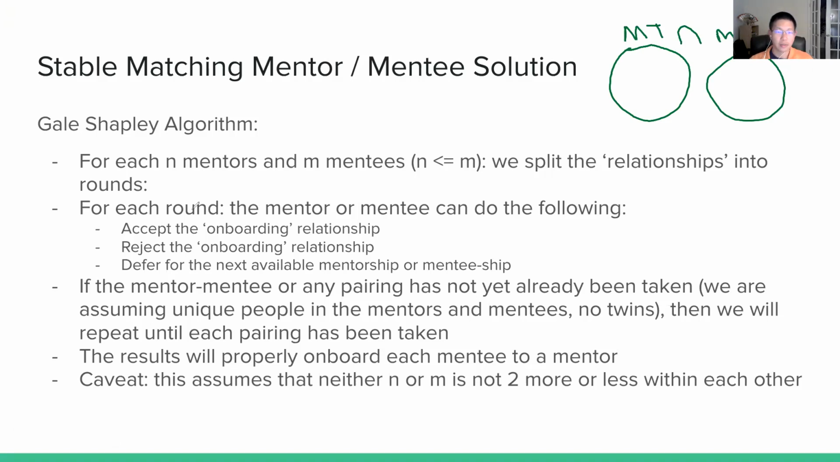So for each round, the mentor or mentee can do the following. They can accept the onboarding relationship, reject it, or defer to the next available mentorship or menteeship. And of course, this goes on for N to M, so it's iterative. If the mentor-mentee or any pairing has not already been taken, we are assuming unique people, no twins, of course. Then we'll repeat until each pairing has been taken. And the results will probably onboard each mentee to each mentor.